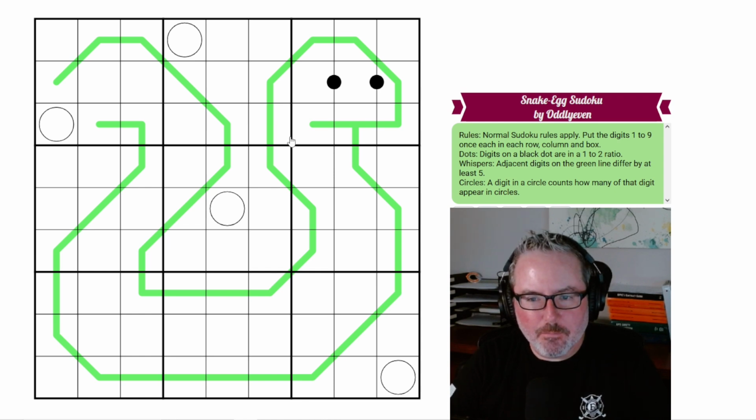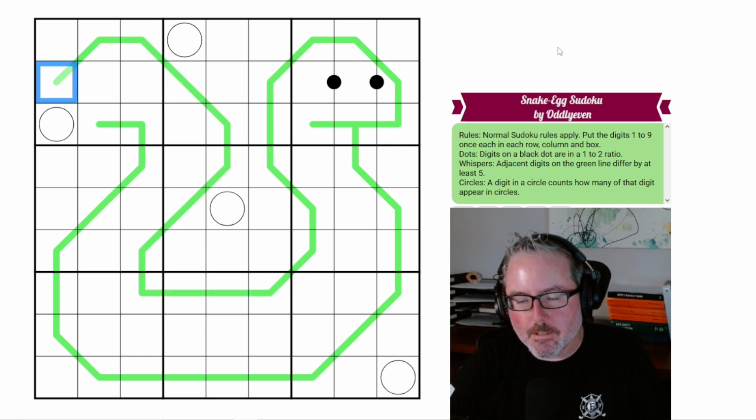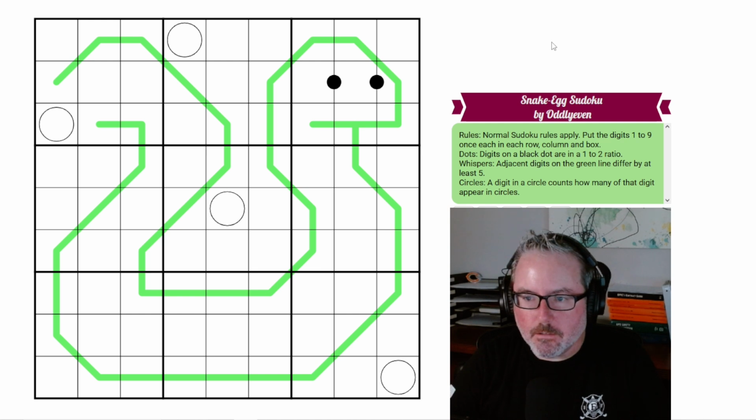Today we had a pretty fun looking drawing here using our whisper lines, German whisper lines. And by the title, Snake Egg Sudoku, it's quite apt because this clearly looks like a snake. This is by Oddlyeven. Let's get into the rule sets of this one because it looks like this is going to be a fun Sudoku to solve.